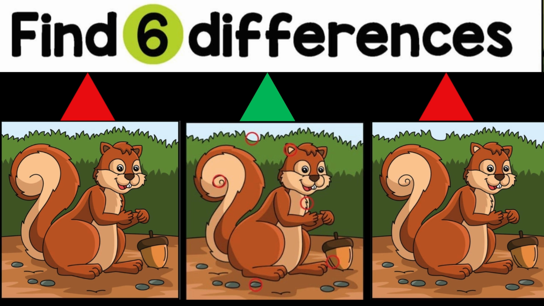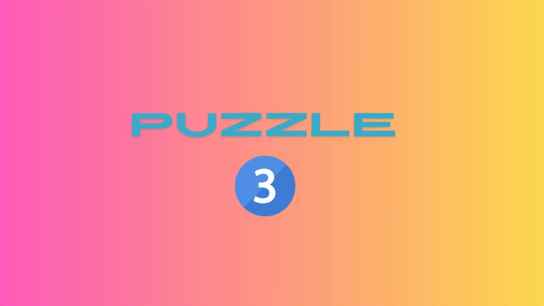Number three, an ear of a squirrel. Number four, a chest of a squirrel. Number five, a dotted lines on a nut. Number six, a stone missing among other stones. Puzzle number three.